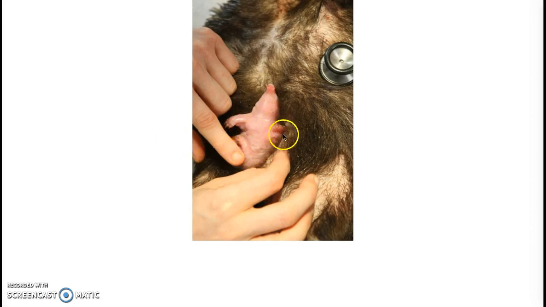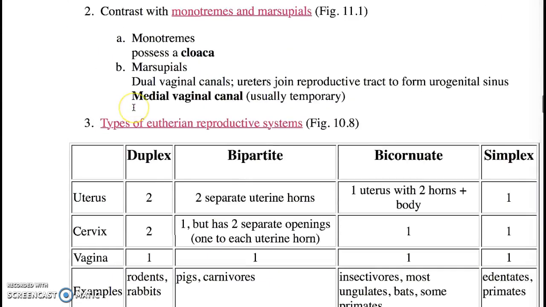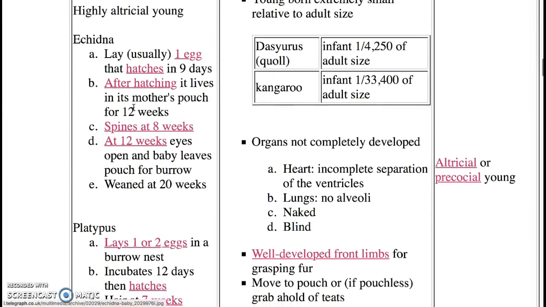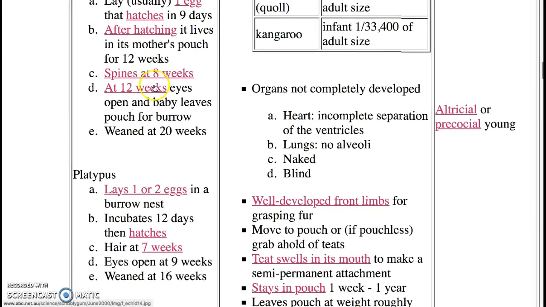There's a baby echidna. You can see the pouch or the groove in the mother's abdomen there. They develop spines at about 8 weeks, and at about 12 weeks, the infant's eyes open, and at that point, the infant leaves the pouch and stays in a burrow, and it's not weaned for 20 weeks.